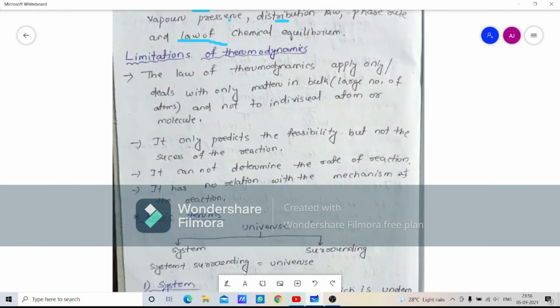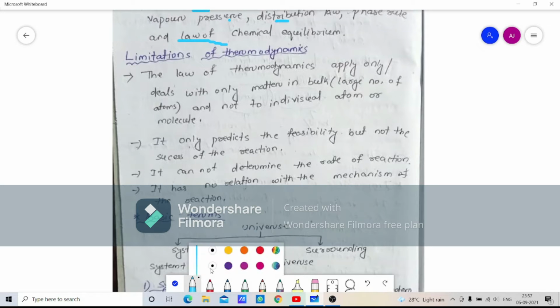Then there are some limitations. If there is some concept, then there is also some limitation. So the limitation is that the law of thermodynamics is only applicable for mechanical work, that means macroscopic particles. I have already told that thermodynamics is only applicable for macroscopic particles. That means हमारा जो thermodynamics वो सिर्फ large size particles के लिए applicable है. So it is not applicable to individual atoms or molecules.